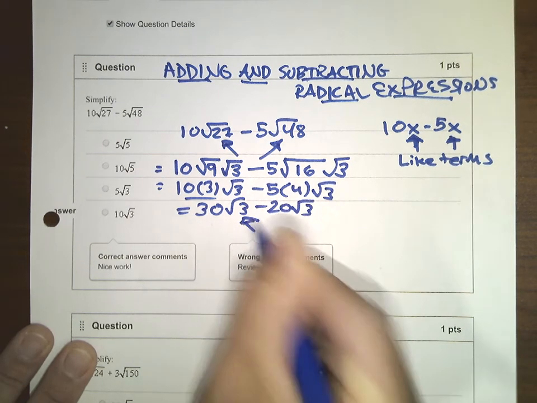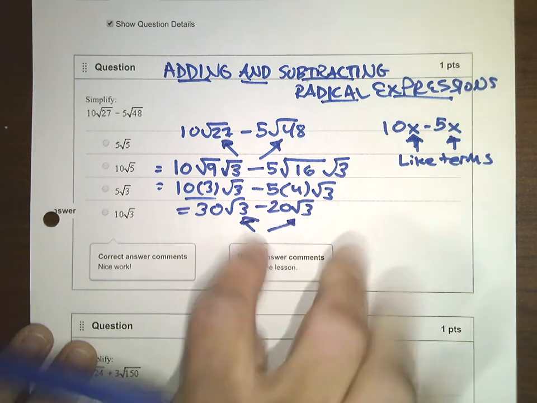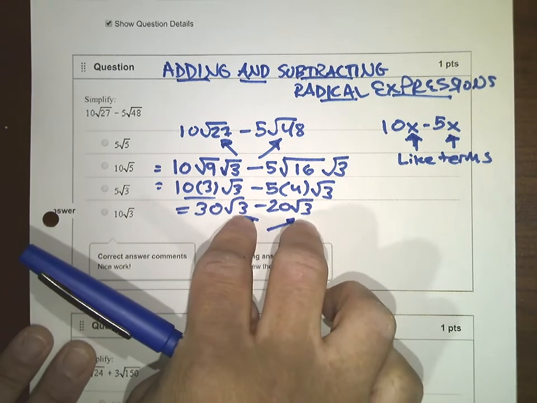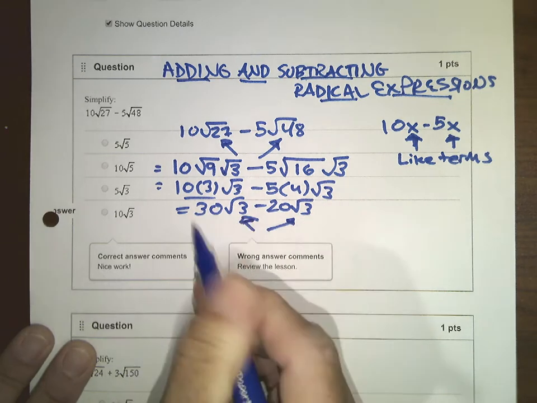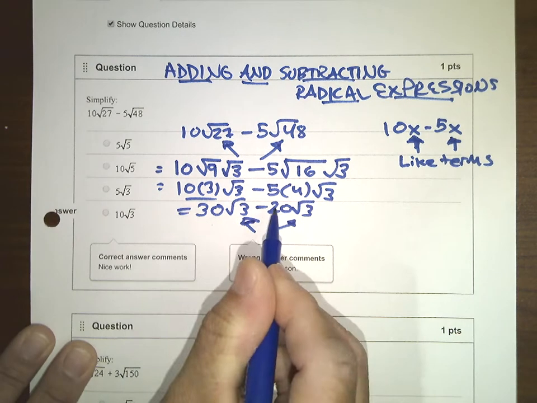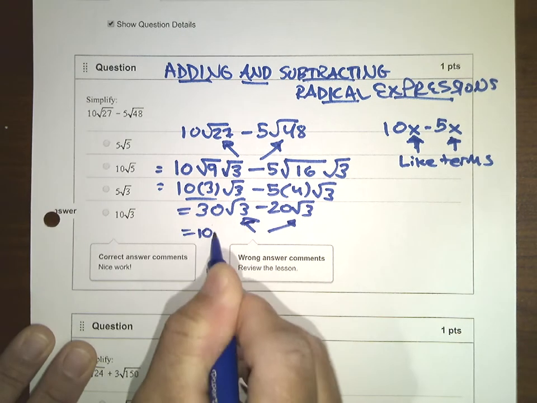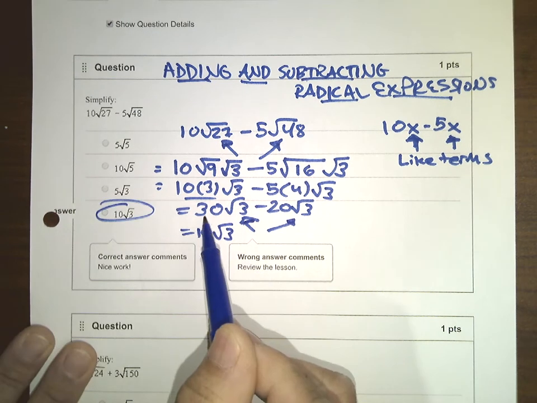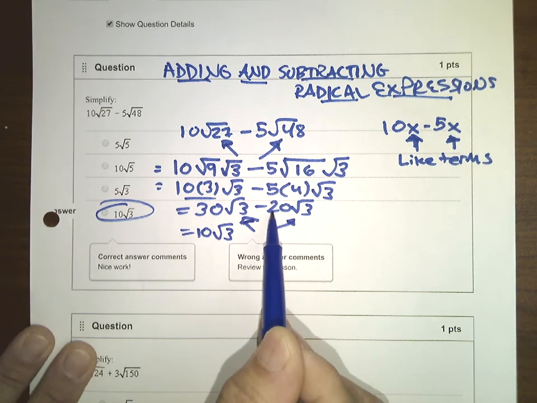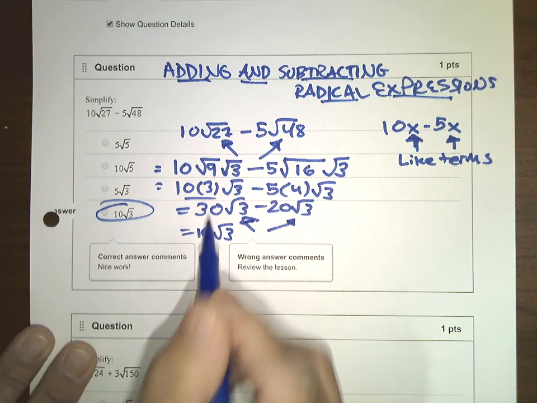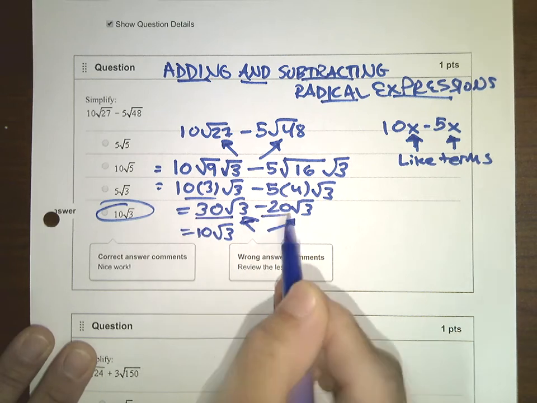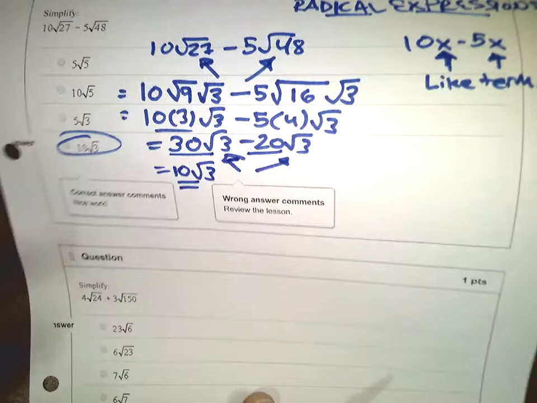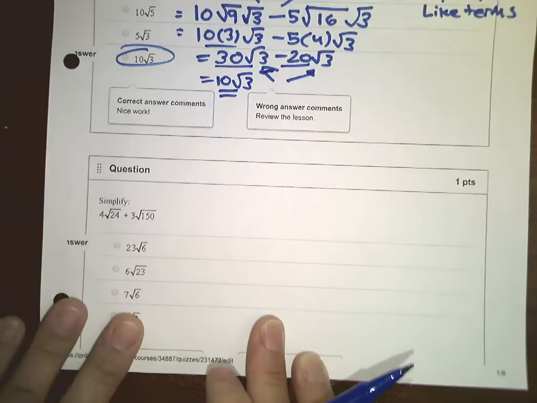And now you see that these are like terms, or terms with the same radical. All right, so I have 10 square root of 3 as my final answer here, and again, that's because I have 30 minus 20. So 30 square root of 3 minus 20 square root of 3 is 10 square root of 3. So let's try another one here.